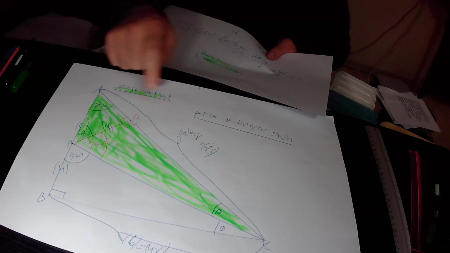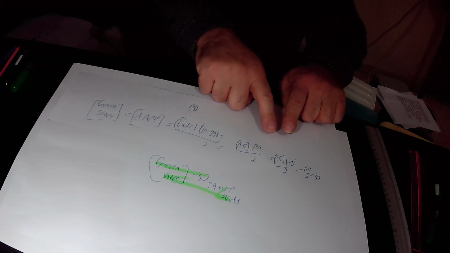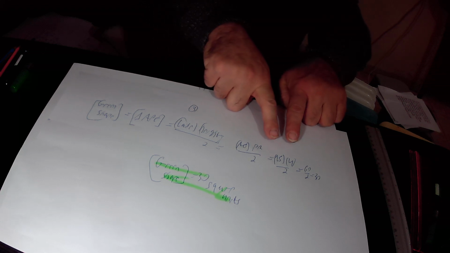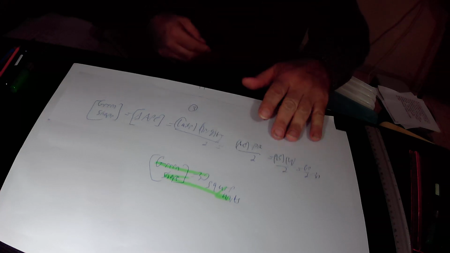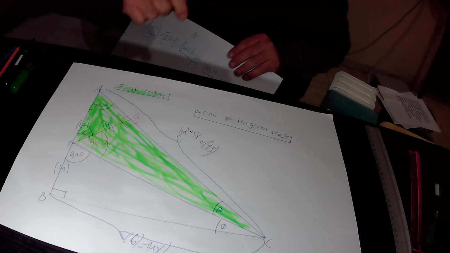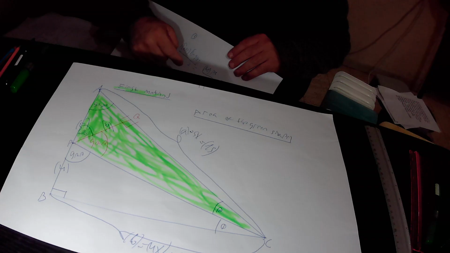AC is 15, PQ is 4, over 2. 15 times 4 is 60, 60 over 2 is 30. So according to the first method, we found that the area of this green shape is equal to 30 square meters.